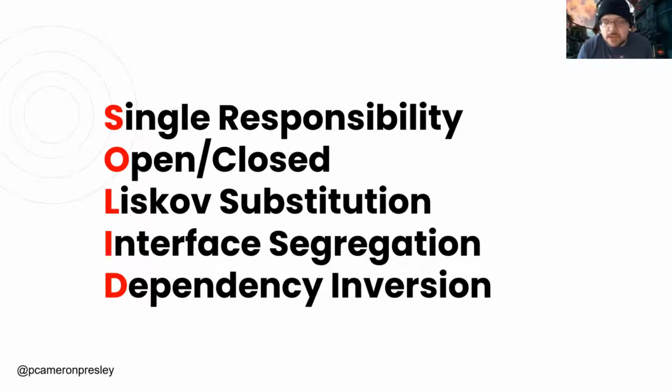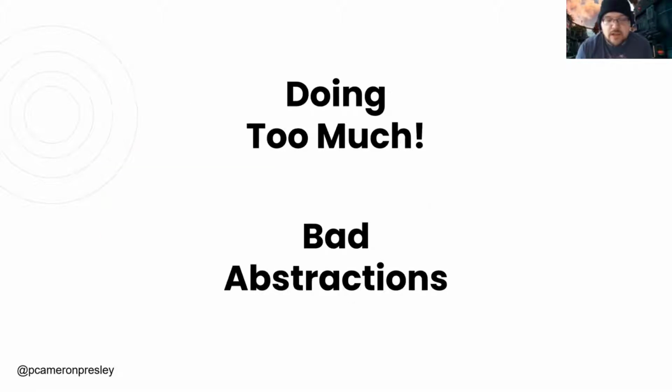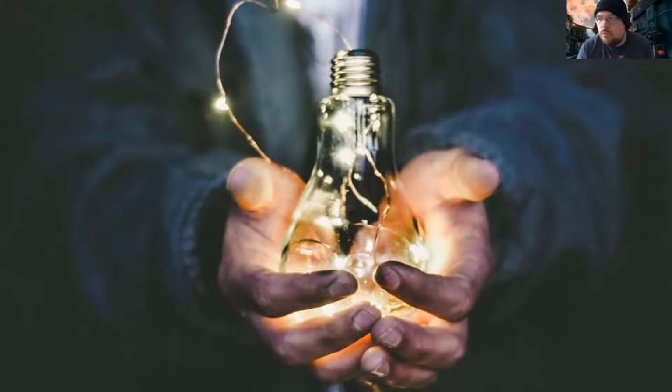You've got single responsibility, open closed principle, Liskov substitution, interface segregation, and dependency inversion. I do recommend remembering what all these principles mean and their nuances. However, most of solid can be reduced down to: your code is probably doing too much and you're probably using bad abstractions. If you remember these 2 key principles, the rest of solid kind of infers itself, which is kind of interesting.